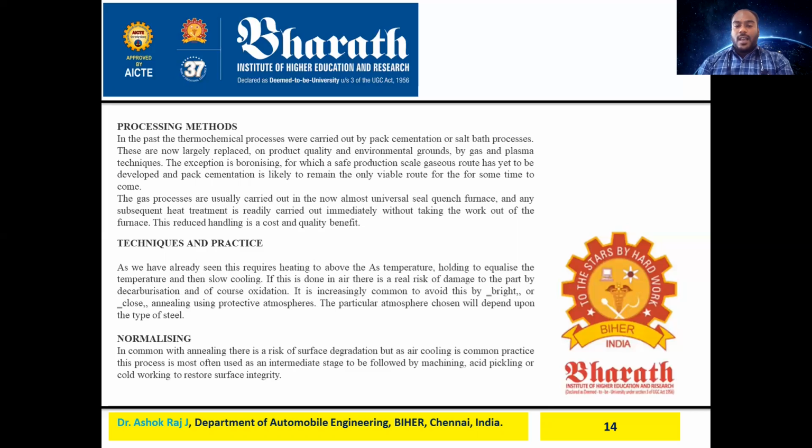Techniques and practice. As we have already seen, annealing means heating to above the set temperature, holding to equalize the temperature, and then slow cooling. If this is done in air, there is a real risk of damage to parts by decarburization and of course oxidation. It is increasingly common to avoid this by bright or close annealing using protective atmosphere. The particular atmosphere chosen depends upon the type of steel.